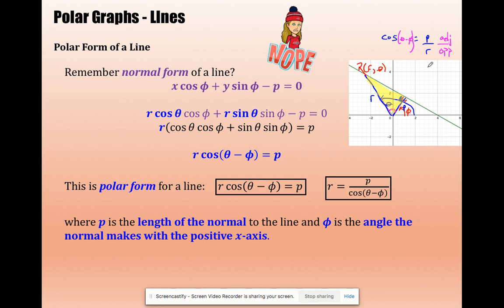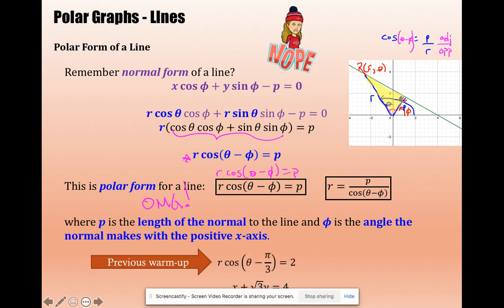What does that say? Multiply both sides by r. What do you get? Well, there. Math is pretty cool, isn't it? Pretty cool. So I just showed you algebraically why the polar form of a line looks like this, with the cosine of a difference, but geometrically, I showed you the same thing. Pretty cool, right? Math is cool.